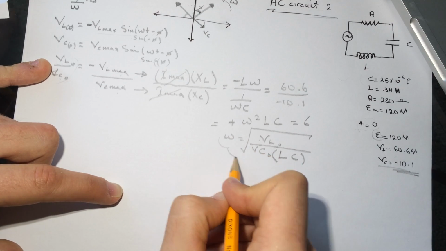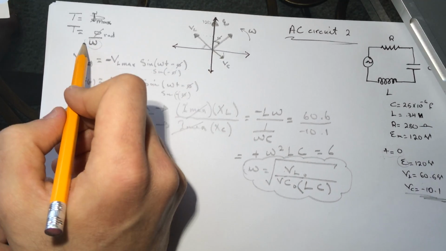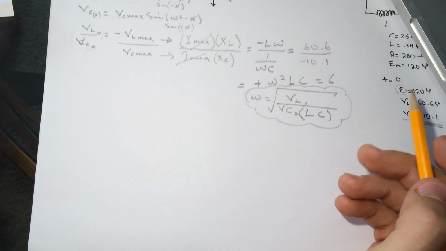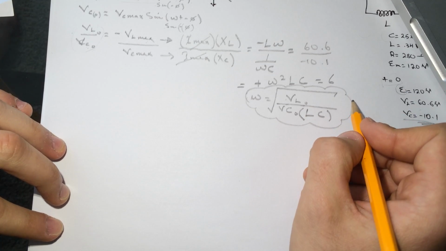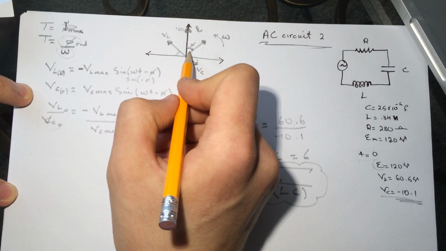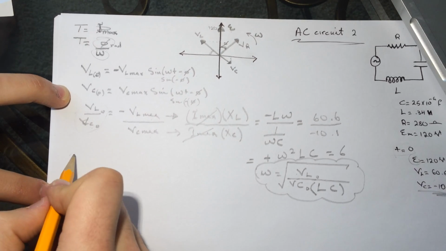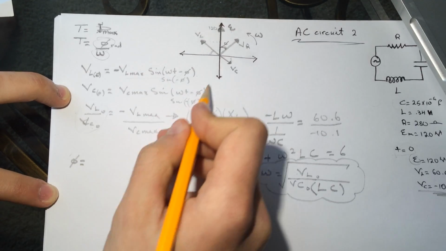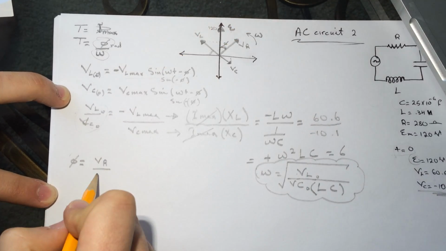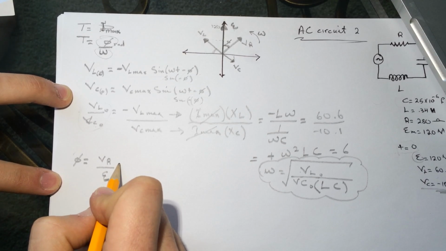Okay, so this is the omega. We found one of the variables that we need to find the time. Now we need to find the phi. If you look at it here, if you say that this is VR and this is the voltage, then phi is equal to VR divided by the voltage across the generator. Okay, so what is VR?